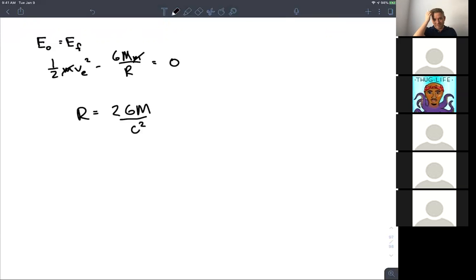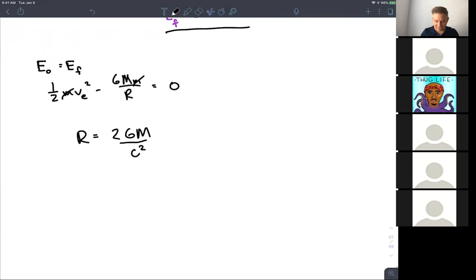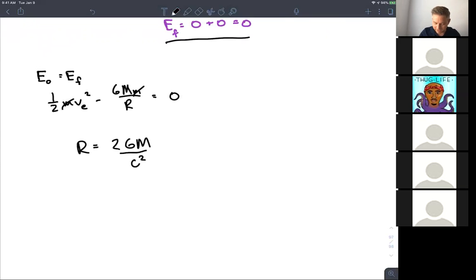Okay. So what is this? So this is what's called the Schwarzschild radius. Let's see, how do you spell Schwarz? I'm a German, I should know how to spell Schwarzschild. Come on. So this is the Schwarzschild radius. And so in the future, I'm going to put an S on it to indicate that that is the Schwarzschild radius.